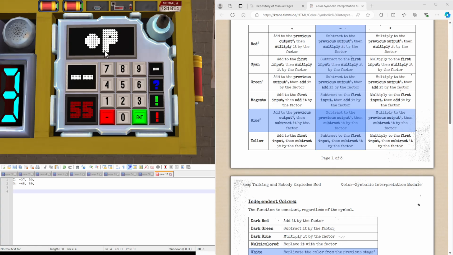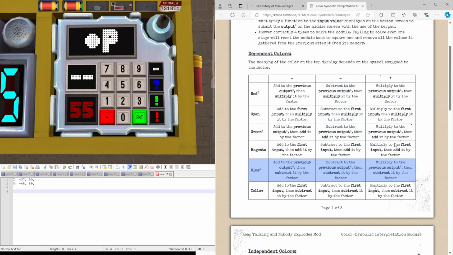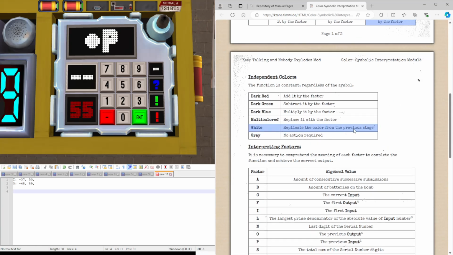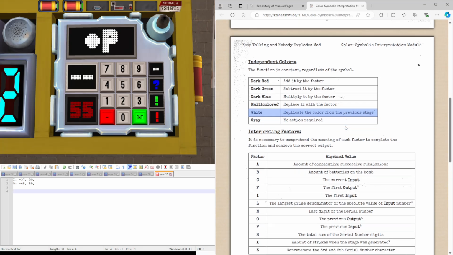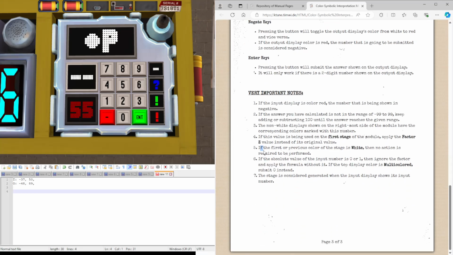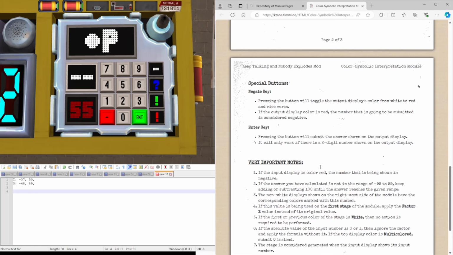An addition symbol will look more like a plus. It is multiplication, but the colour is white. Replicate the colour from the previous stage. But the previous stage we also had white. So the reference here, 5. If the first or previous colour of the stage was white, then no action is required.